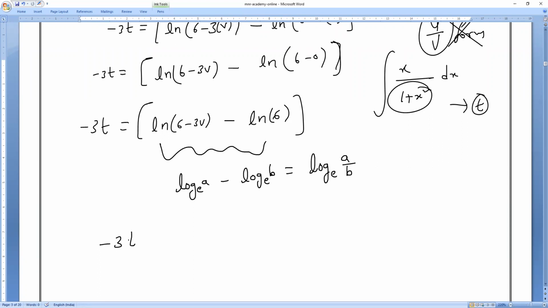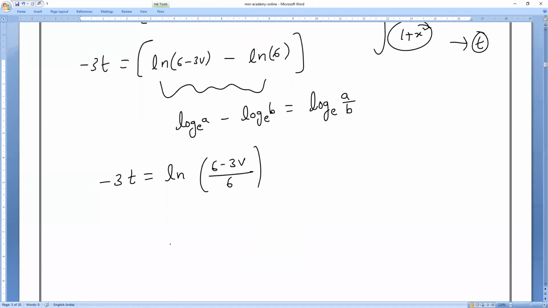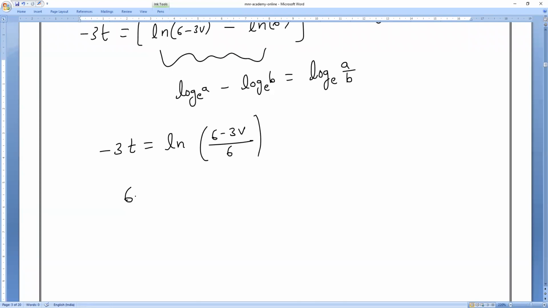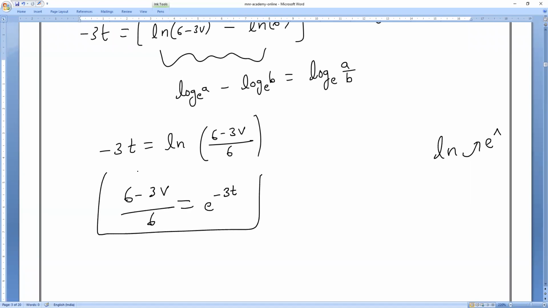So minus 3t is equal to log a by b. Tell me, everybody, what will happen? ln of (6 minus 3v) divided by 6. So now ln will go that side and it will become e power. Is it yes or no? So it will become e power minus 3t. Is it okay? Till here, any doubt?